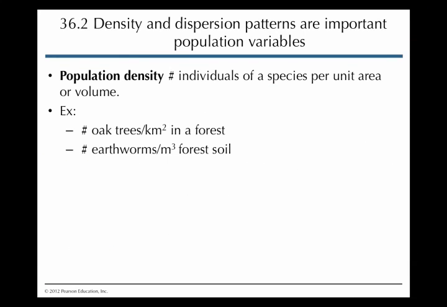The first idea is population density, which is pretty self-explanatory, right? The number of individuals per area, which is density. An example is the number of oak trees per kilometer squared, or earthworms per meter squared in the forest soil. So this just gives you an idea of how many of that organism there are and how it might affect the environment depending on the density of the population.